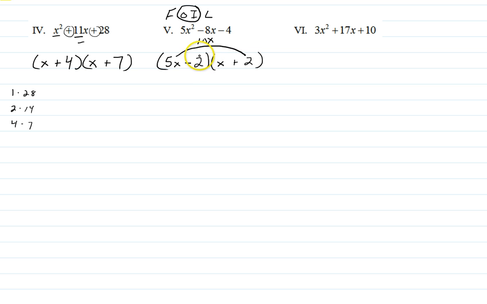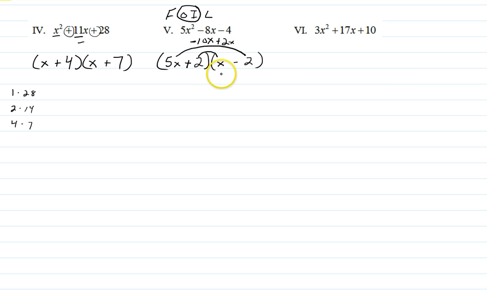I already know this isn't going to work because of that positive 10x. Minus 2x gives me a positive 8x. I need that to be a negative. So if I switch these signs, now 5x times negative 2 is negative 10, and 2 times x is a positive 2. Negative 10 and 2 gives us that negative 8. And so this would be my answer. But that's guessing and checking.